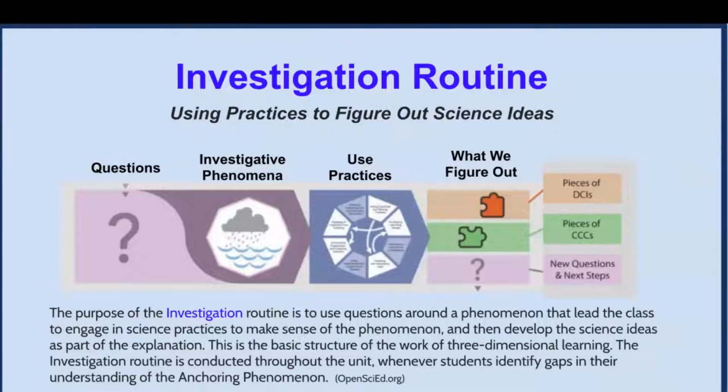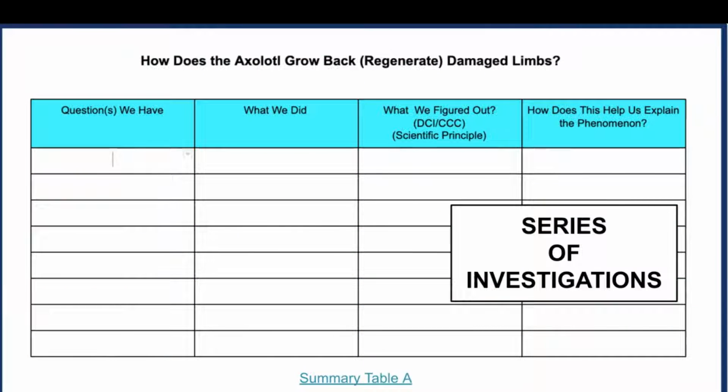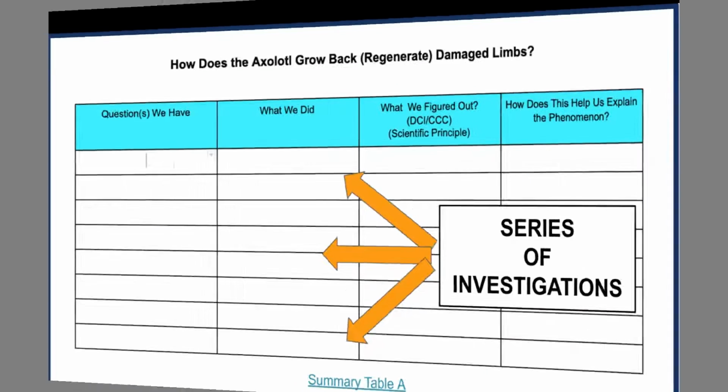The investigation routine is repeated throughout the unit as a series of investigations. This is where students engage in science and engineering practices to make sense and develop science ideas to explain the phenomenon. A navigation tool and public classroom document is a summary table or anchor chart. This is a record of what we did and keeps track of the series of investigations and what we have figured out. So where do we start?